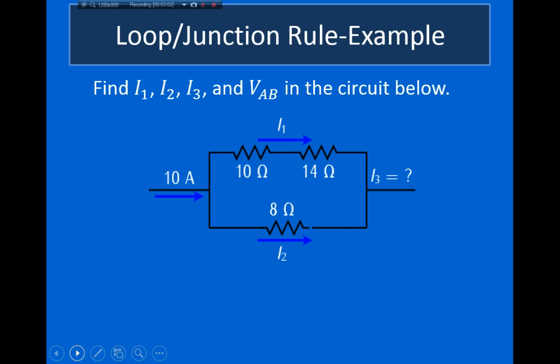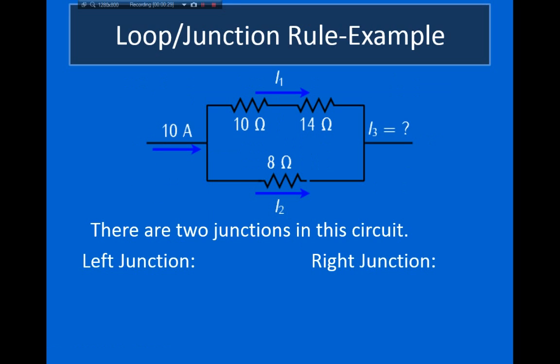So let's take a look at another example. In this example, we're given a section of a circuit, and we're asked to find the current that flows through the top part of the circuit, the bottom part of the circuit, and this right half of the circuit. And then we're also asked to calculate the total voltage difference across the whole thing.